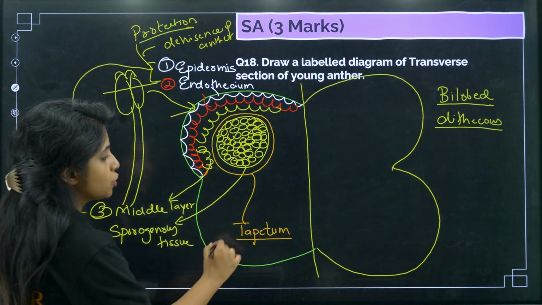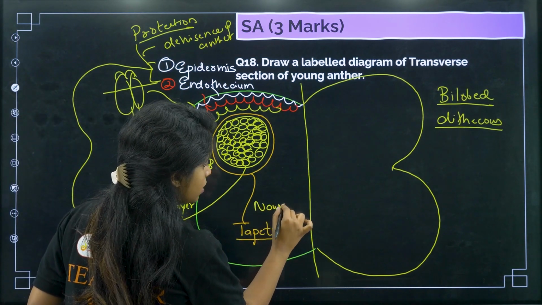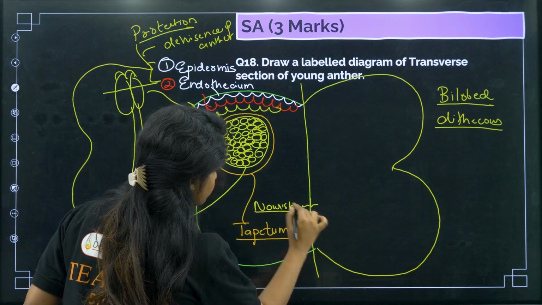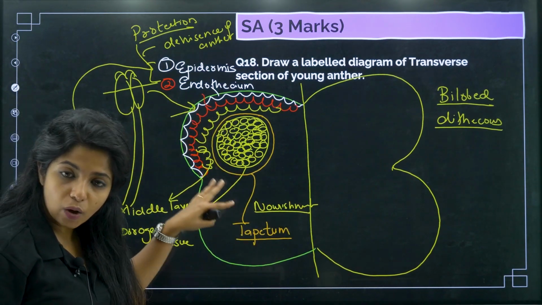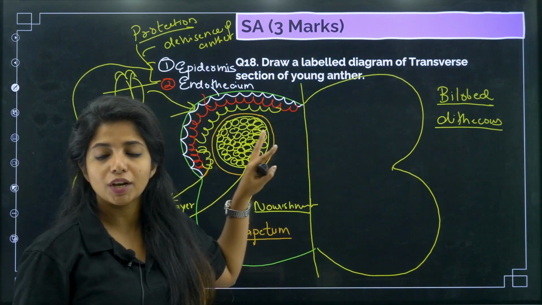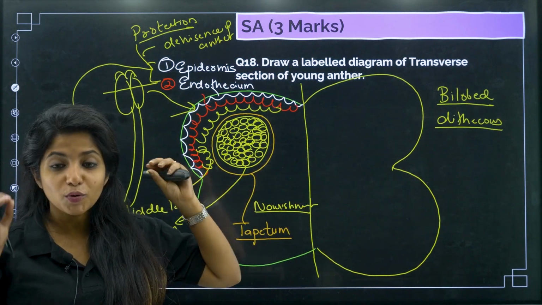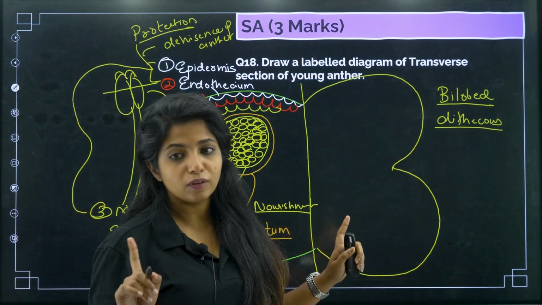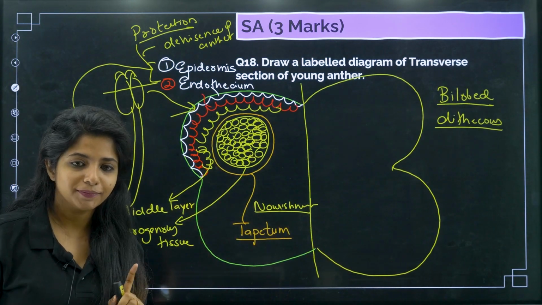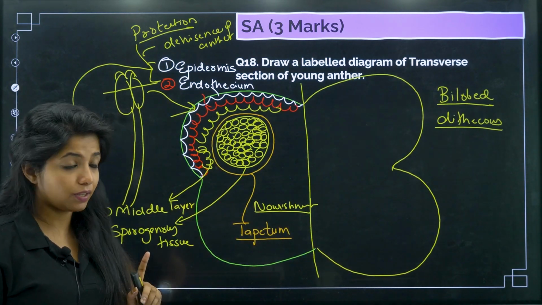And then comes the tapetum, which provides nourishment. Then comes the porogenous tissue, which will have microspore mother cells. So this is how you can draw a labelled diagram of the transverse section of a young anther. I hope you understood the basic thing. Without understanding the concept, I don't think you will understand how to draw this as well. Okay, this is a 3-marker question.